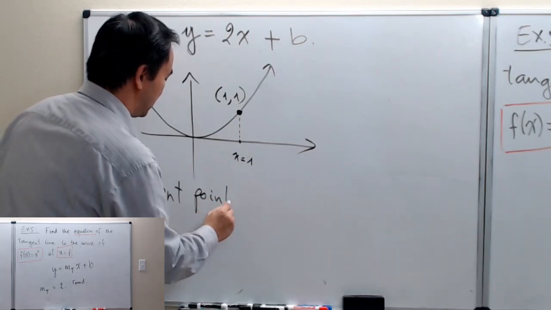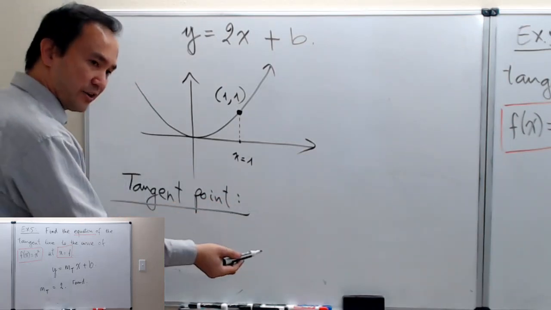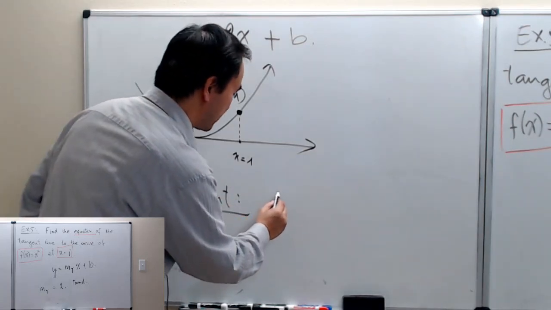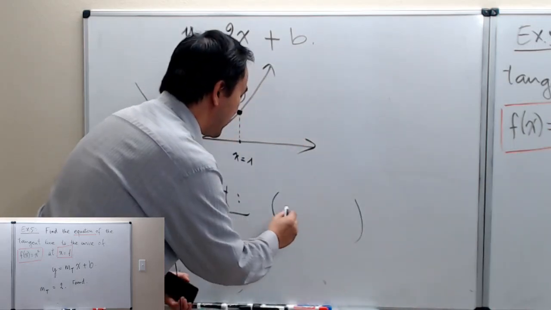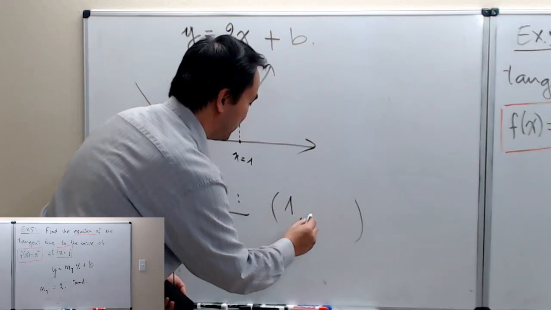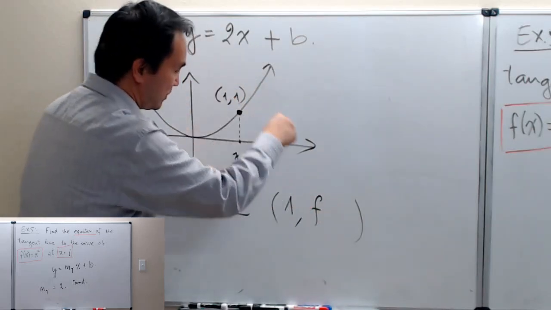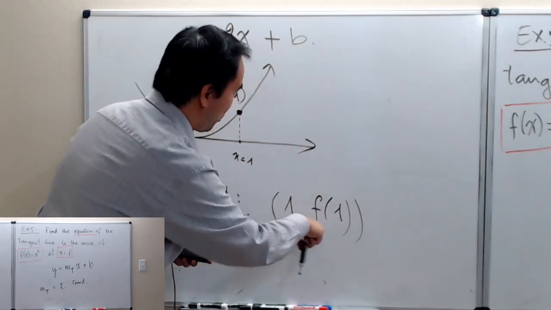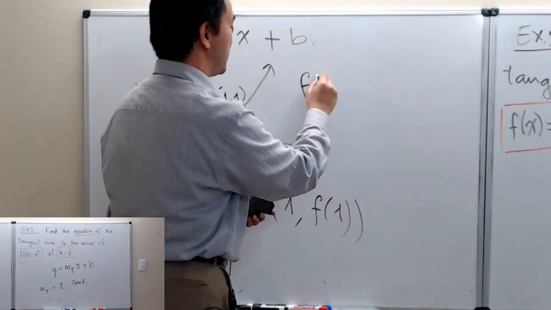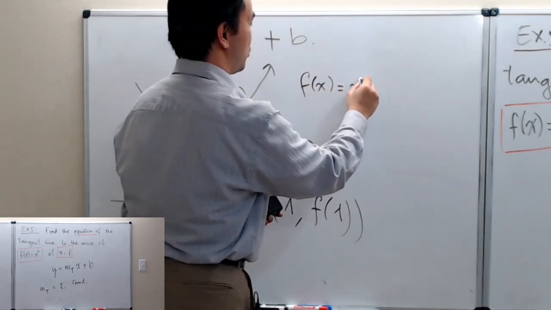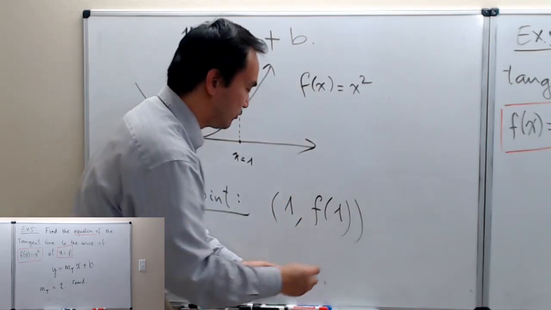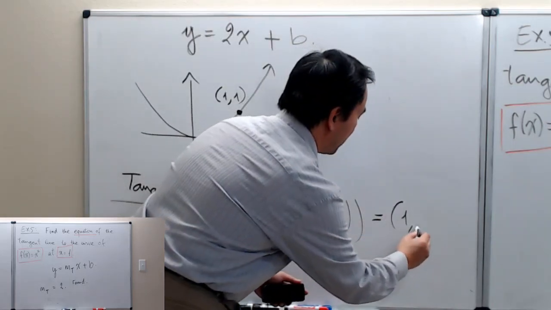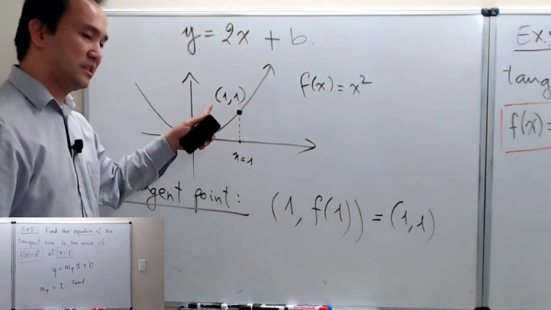Okay, so for the tangent point, even though I already introduced that, the tangent point comes from the value we were given, so x equals 1. We're going to substitute to get the y value, which is f of 1, in our function f of x equals x squared. So f of 1 has to be just 1. The tangent point is (1, 1).